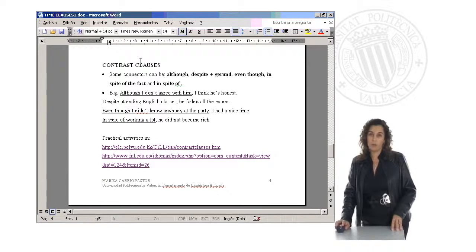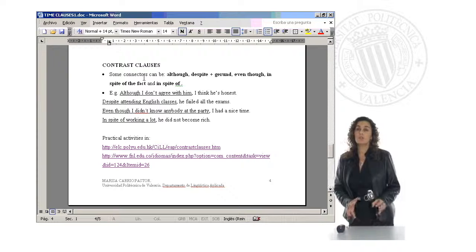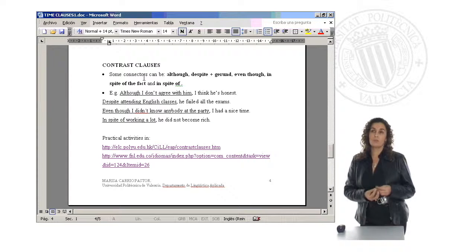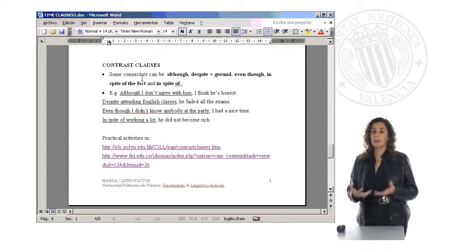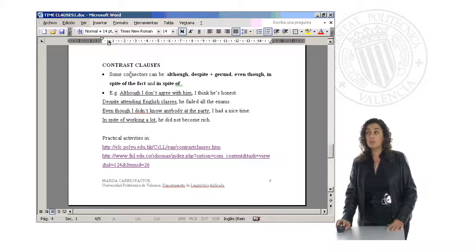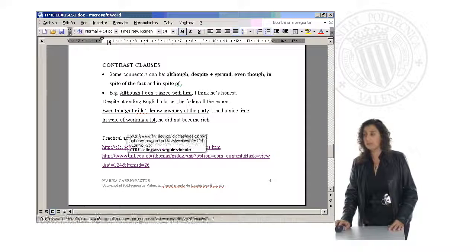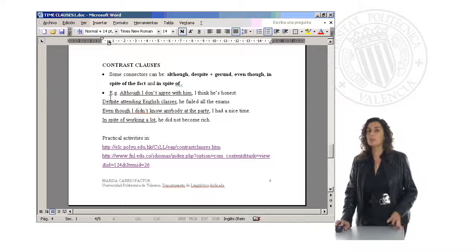Now you can see the contrast clauses. This kind of clause is used to contrast two situations, two different things, two different objects, or situations, right? The connectors that you can use are although, despite plus a gerund, even though, in spite of, in spite of the fact, right? For example, although I don't agree with you, I think he's honest, right? Although expresses the contrast. I'm contrasting my personal idea with the general impression.